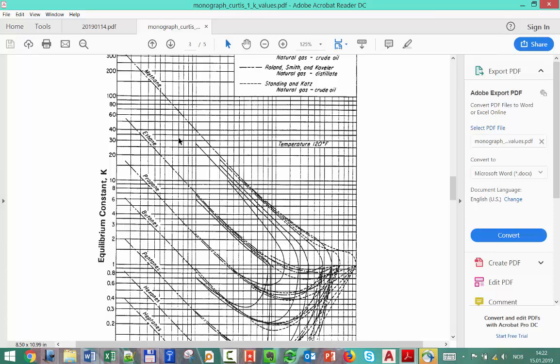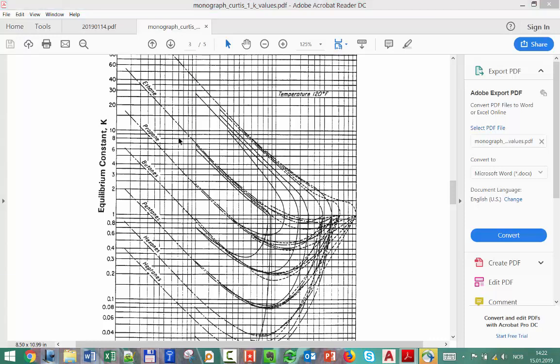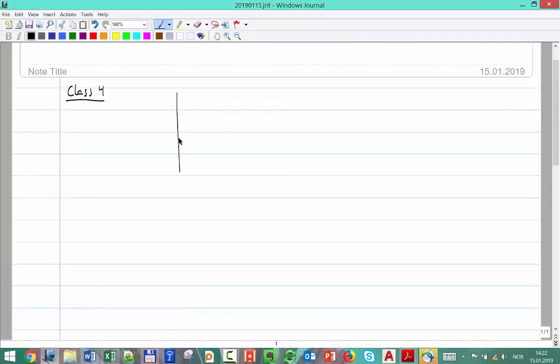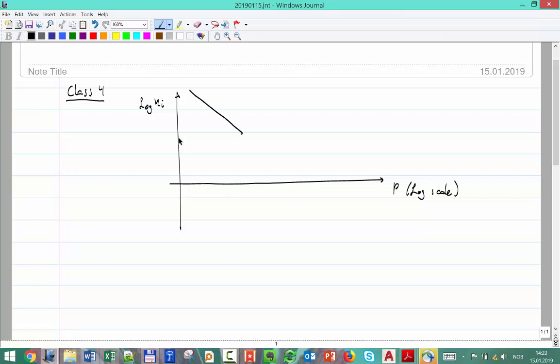It's an imaginary curve, but after that point, let's make a very quick plot. You have here Ki, log of Ki, and here the log of pressure in log scale, and you have 1, 10, 100, 1,000. And let's say you had these 3.